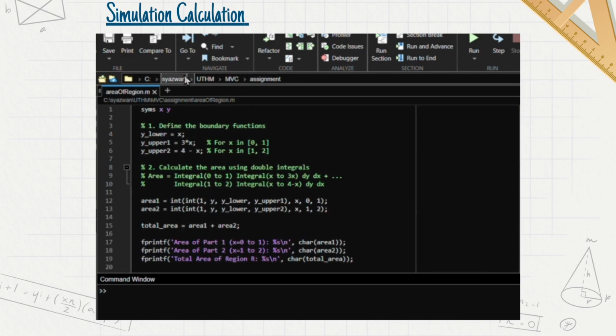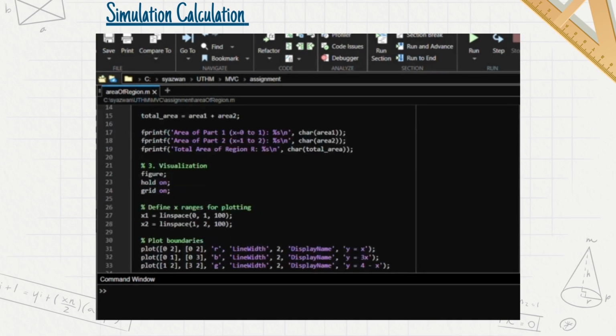So first we divide into two parts. We need to find the lower and upper y, and calculate the area using the double integral. The area is the sum of the first area and the second area. The third part is the visualization.